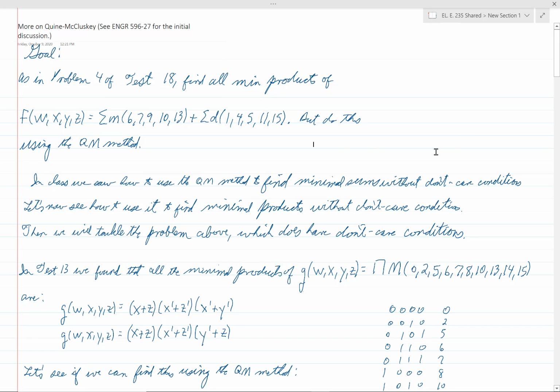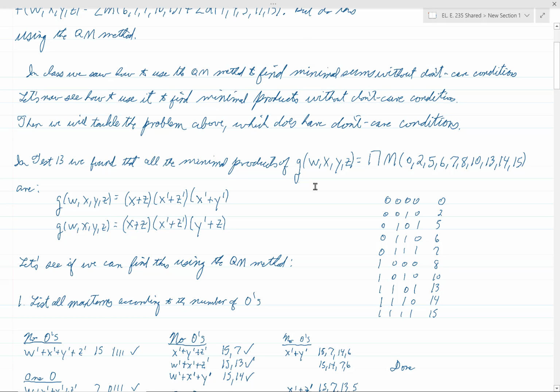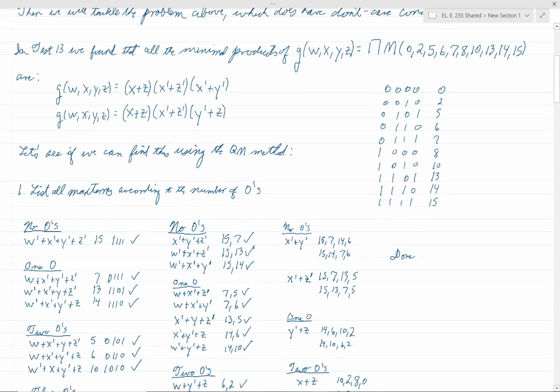Okay, so first we'll use the Quine-McCluskey method to find all minimal products of a function that does not have don't care conditions. And in fact, the one that we will look at is this. We have actually done this problem already using Carnot maps, and that was in test 13. And we found that this function has two minimal products that are given right here. So how would we do this with the Quine-McCluskey method?